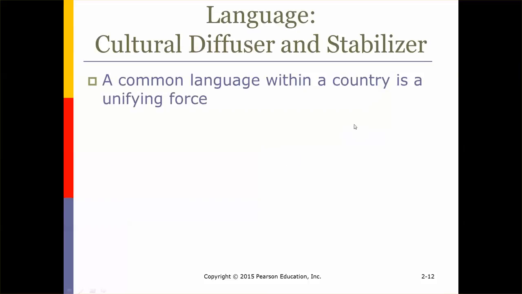A common language within a country is a uniforming force. Historically, that's been one of the reasons why the United States has been so effective in some of their achievements, is that we share, for the most part, a common language. Again, over the last 5 to 10 years, we've started to see some erosion of that. There are studies that indicate that a significant part of our population by the year 2020 will speak Spanish rather than English as their primary language.